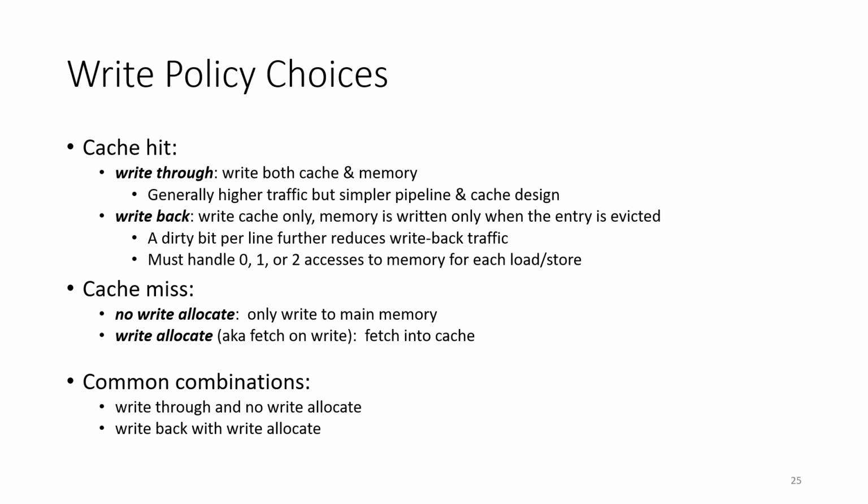Furthermore, we need to decide what to do upon a cache miss. We can choose not to bring the block in memory and just perform the write in the memory. No write allocate. Alternatively, we can first bring in the block to the cache and then perform the write, called write allocate. As always, there are trade-offs for all choices, and the best is workload dependent. It's common to combine write through with no write allocate and write back with write allocate.